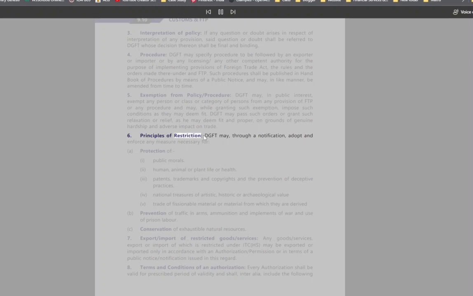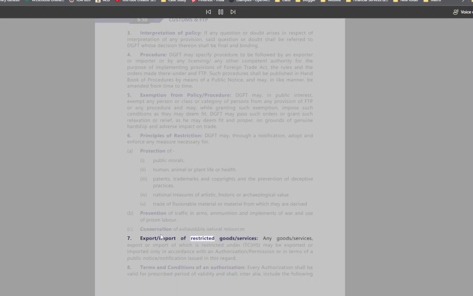6. Principles of restriction. DGFT may, through a notification, adopt and enforce any measure necessary for A. Protection of 1. Public morals. 2. Human, animal or plant life or health. 3. Patents, trademarks and copyrights and the prevention of deceptive practices. 4. National treasures of artistic, historic, or archaeological value. 5. Trade of fissionable material or material from which they are derived. B. Prevention of traffic in arms, ammunition, and implements of war and use of prison labor. C. Conservation of exhaustible natural resources.